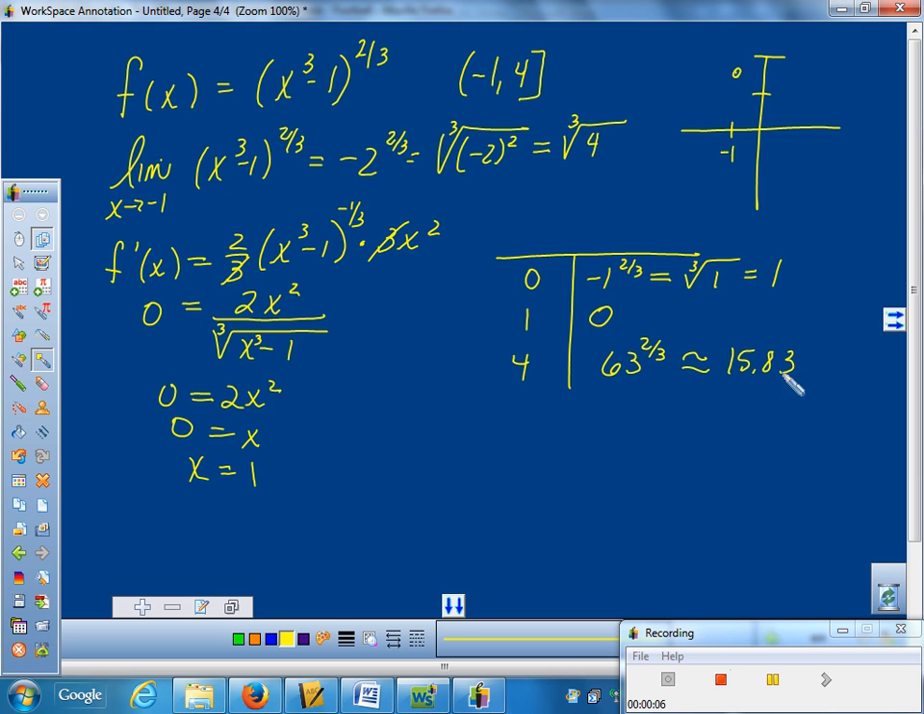It's approximately 15.83. That's looking pretty maximum. But what do I have to remember to look at when I'm deciding which is the maximum and the minimum? That cube root of 4. We got to come in higher than it was, about 1.58. So it's got to be an absolute maximum. It has to be something that was higher than that.